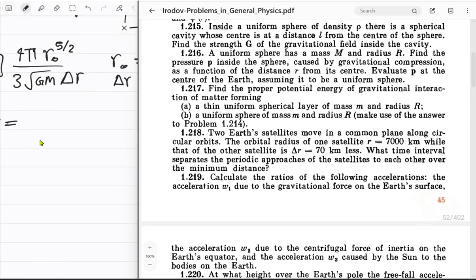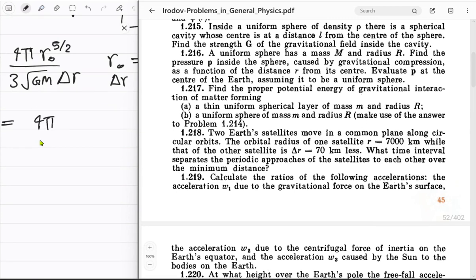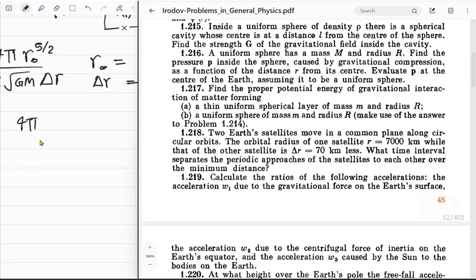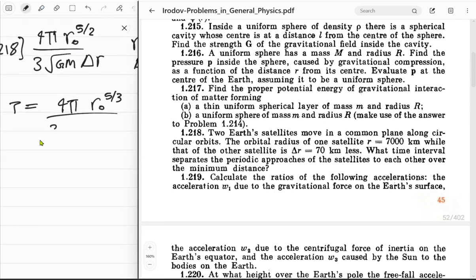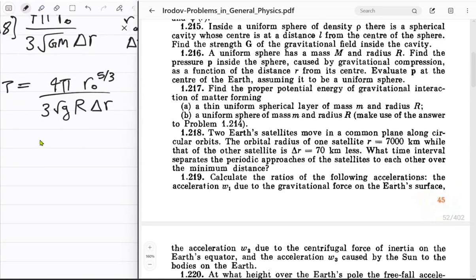Just do the thing. So you got 4 pi r naught power 5 upon 2, which is whatever this thing is. We'll keep that for later. Then upon 3, this thing can be thought of as, so square root of GM is square root of g times square root of small g times the radius of earth, delta r, right? So square root of g is approximately pi, the engineer's theorem, whatever. It's not a theorem, just an approximation. And then you got this thing.